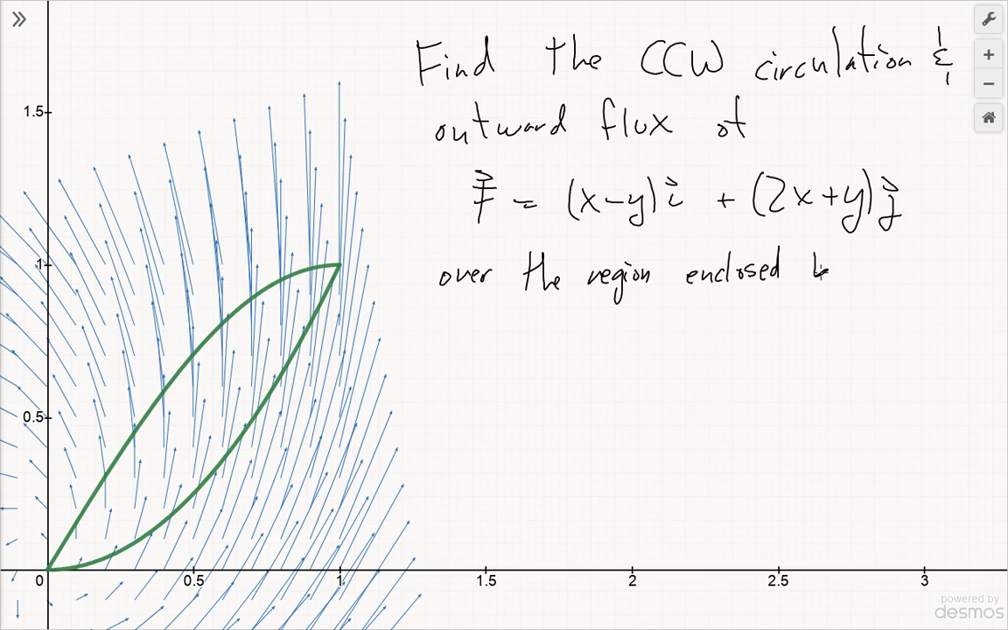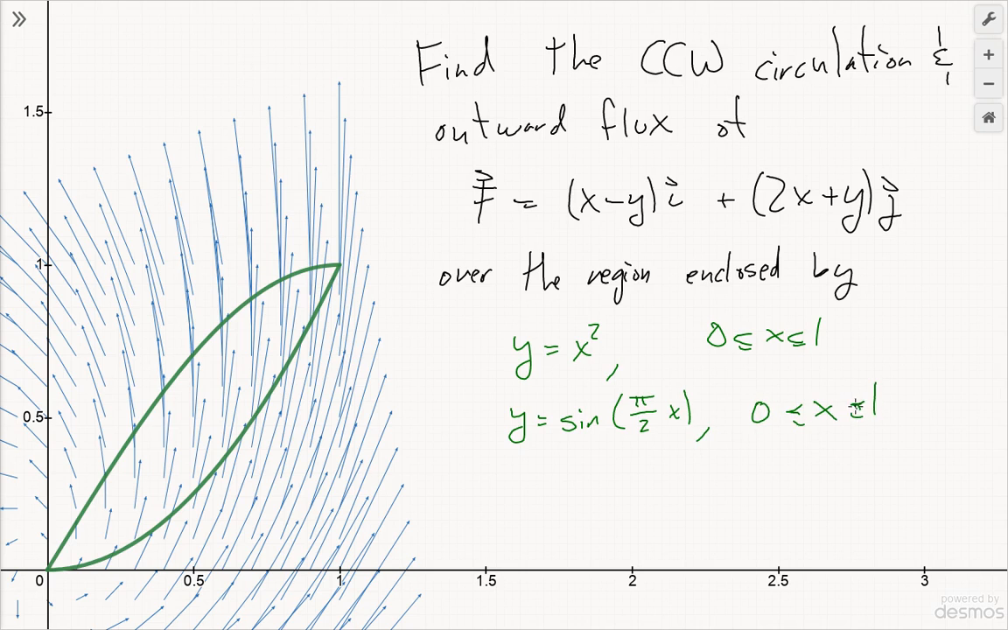enclosed by y equals x squared for x between 0 and 1, and y equals sine pi over 2 x, again for x between 0 and 1. So these meet at the point 1, 1, and also I guess at the point 0, 0, so these make a closed curve.